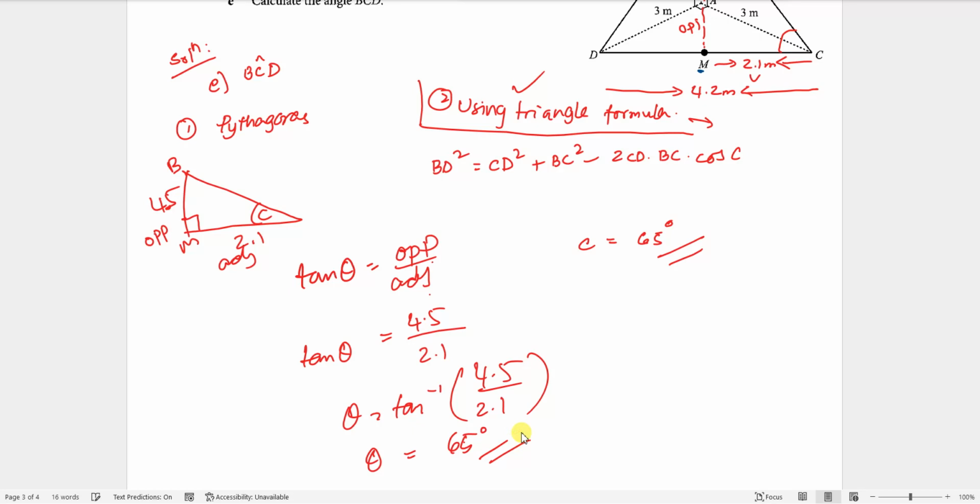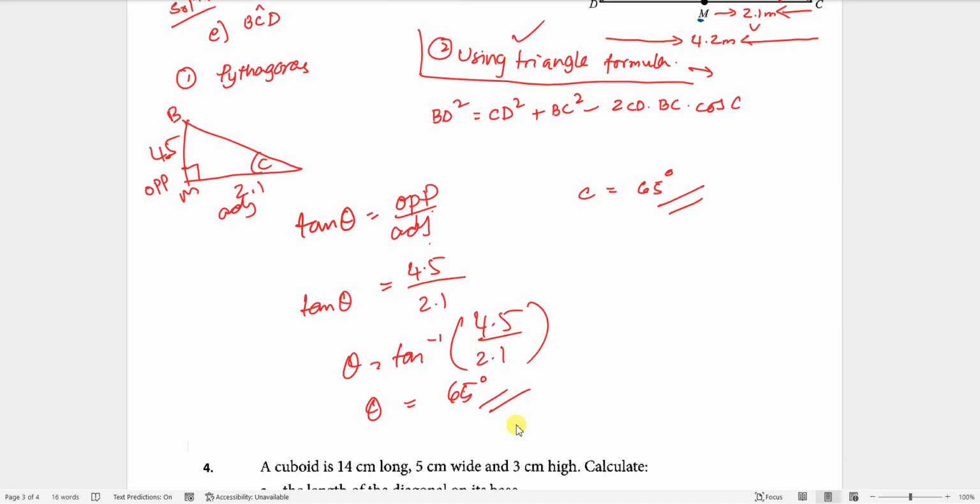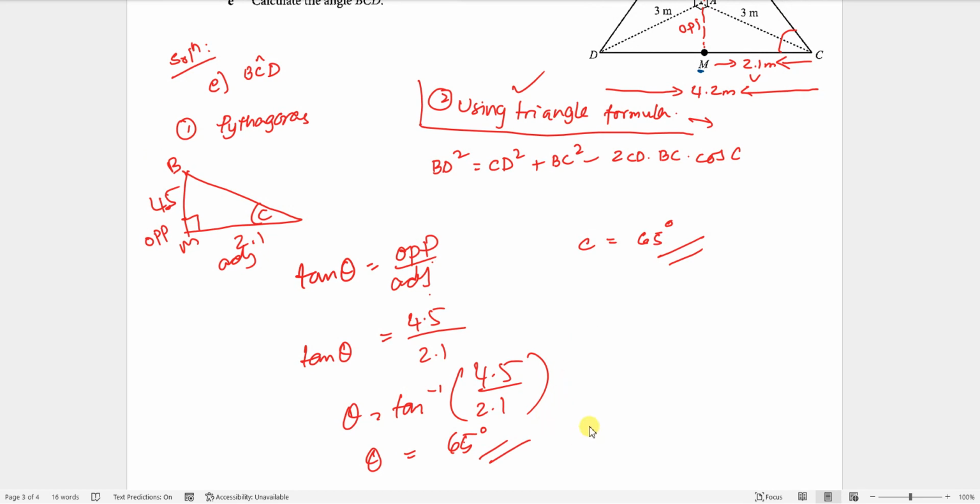And we know theta is what? Theta is angle C. So we can also write it in this way, angle C, or angle BCD. Angle BCD is equals to 65 degrees, either ways.